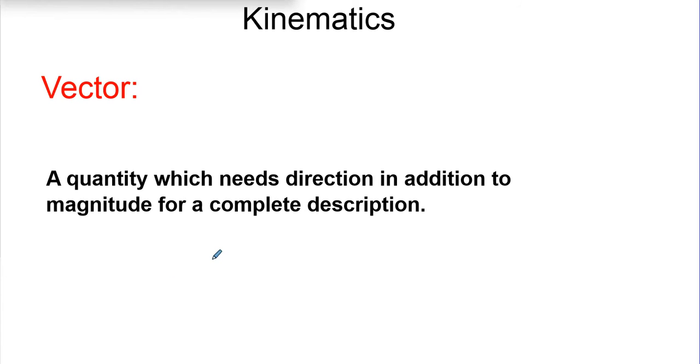Now let's see the definition of a vector. A vector is a quantity which needs a magnitude and direction. And what is a vector quantity? For example, force. If I say I am applying a force of 2 Newton eastward.